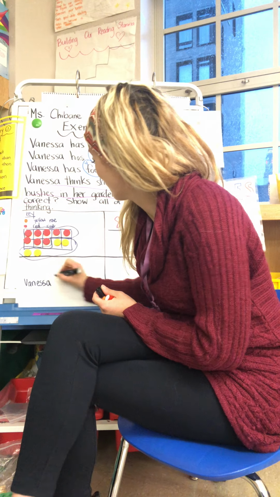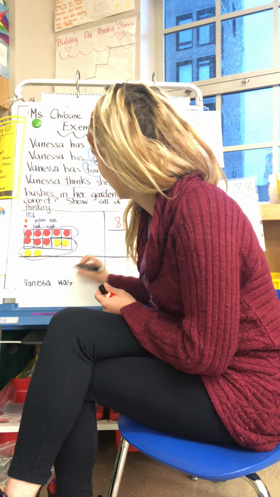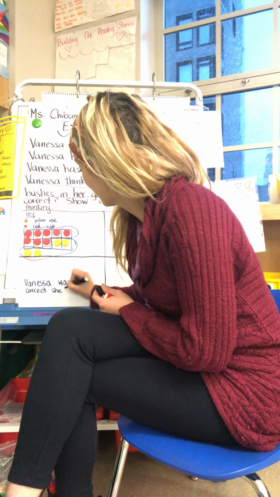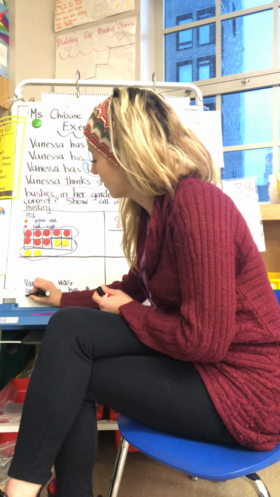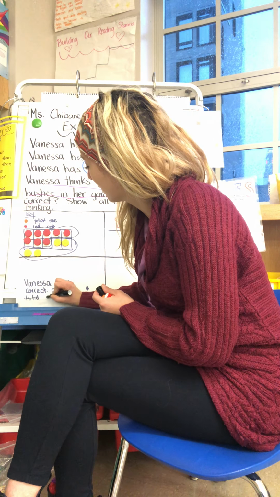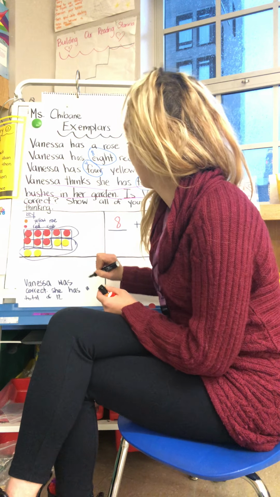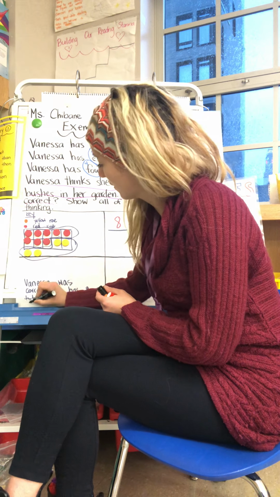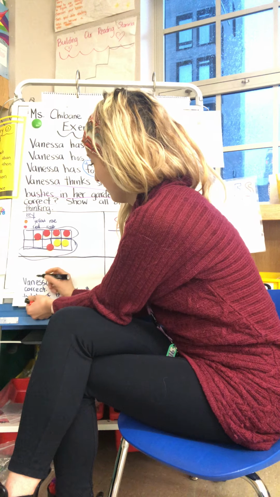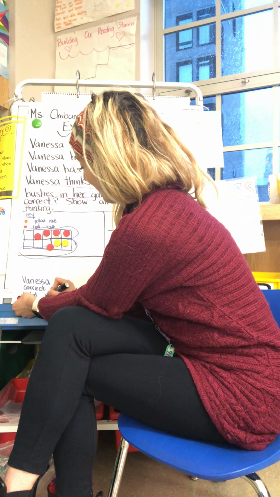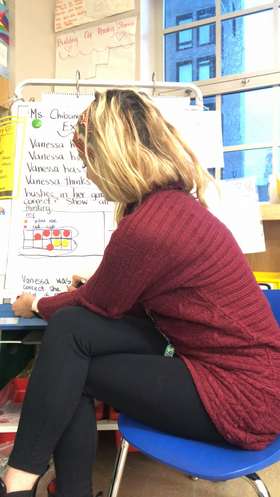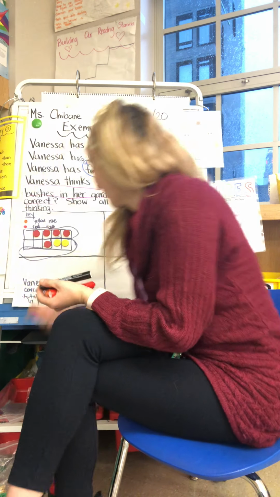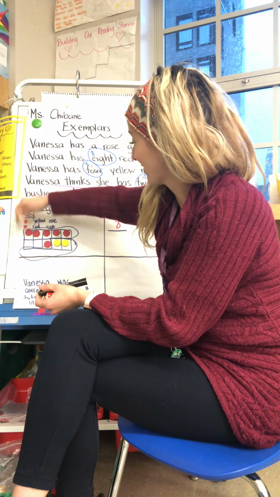Have to write that written statement. Vanessa was correct. She has a total of 12 rose bushes. Oop. Oh no. Well, see, this is why we're going to draw them in her garden. That was a great example of why we make sure we draw to show all of our thinking.